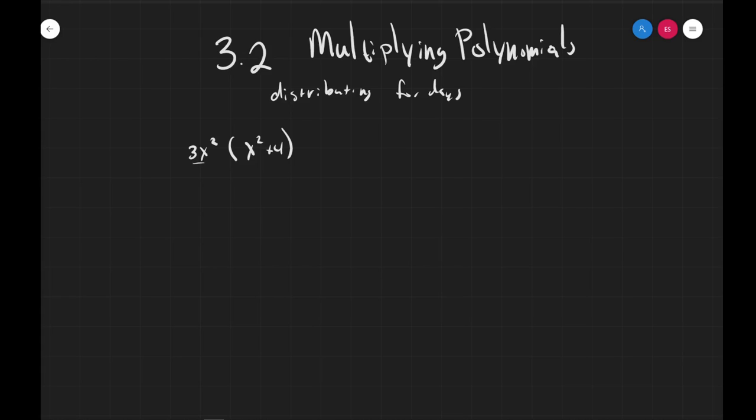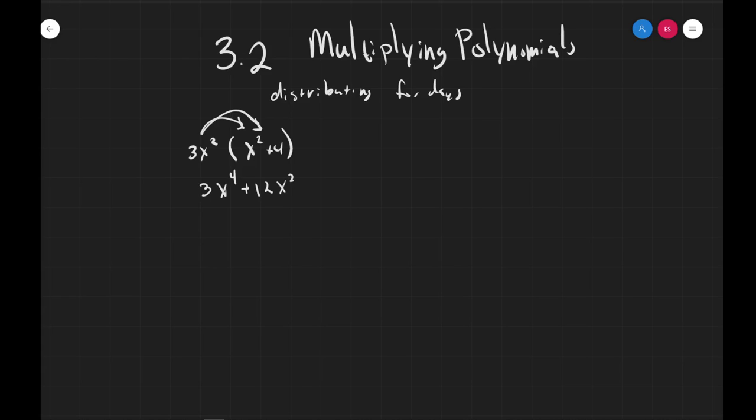Here we have a monomial times a binomial, and both of these are polynomials. So what we're going to do with them is just distribute. We're going to multiply 3x squared by our first term, and 3x squared times our second term. So 3x squared times x squared gives us 3 times x squared times x squared, which is x to the fourth, plus 3 times 4 is 12, and then the x squared comes along for the ride. So 3x to the fourth plus 12x squared. We're just going to take whatever is outside the parentheses and distribute it to everything inside the parentheses.